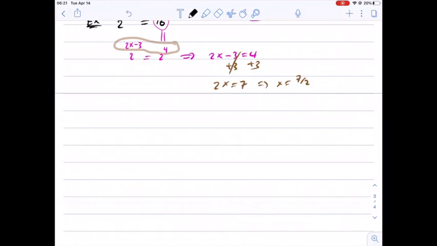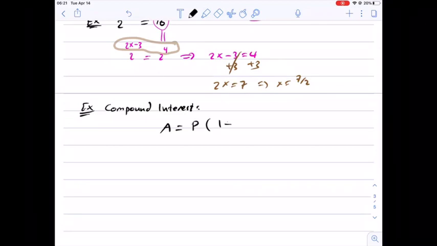And we can apply this for different problems. Let's try a compound interest problem. The compound interest is given by A equals P times 1 plus r over m, raised to the power mt. What do we mean by these symbols?